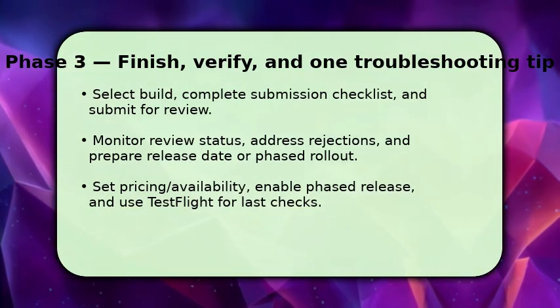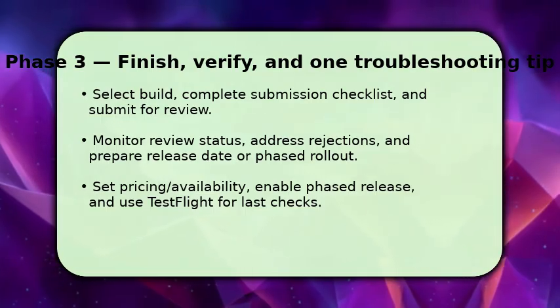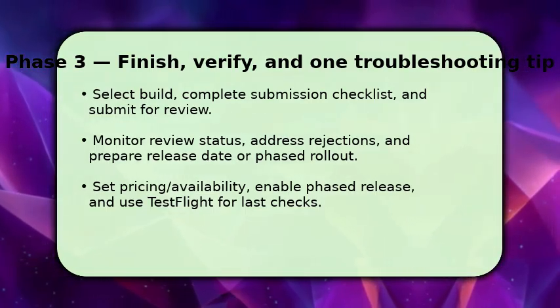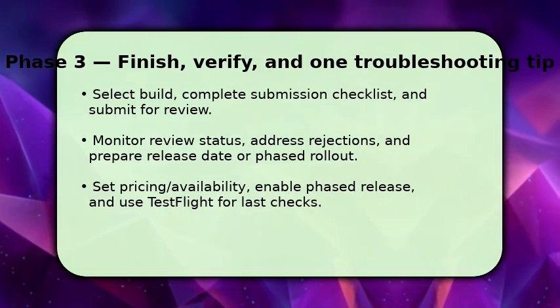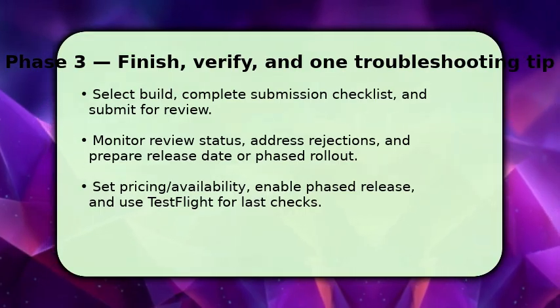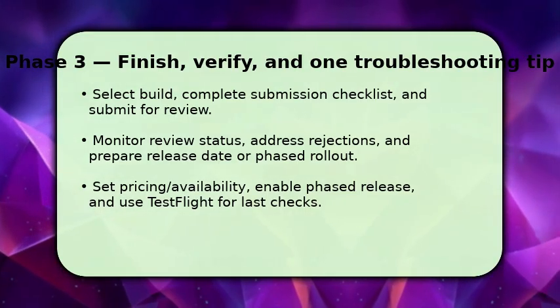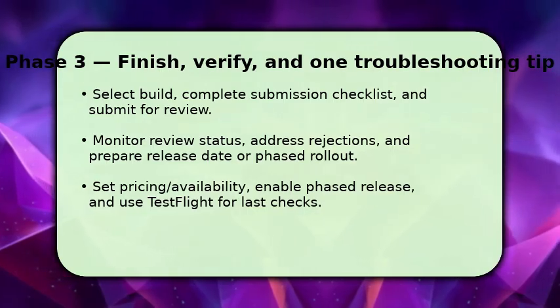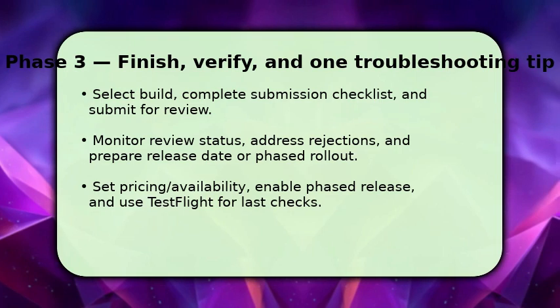After approval, choose immediate release or a phased rollout, set pricing and availability, and schedule the release. Troubleshooting tip: if a build is rejected for metadata or crash issues, upload a fixed build and clearly explain changes in the review notes to resolve the block quickly.